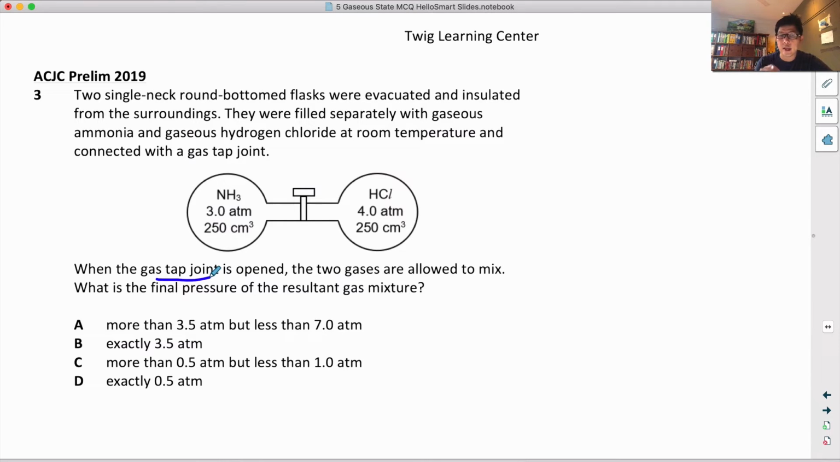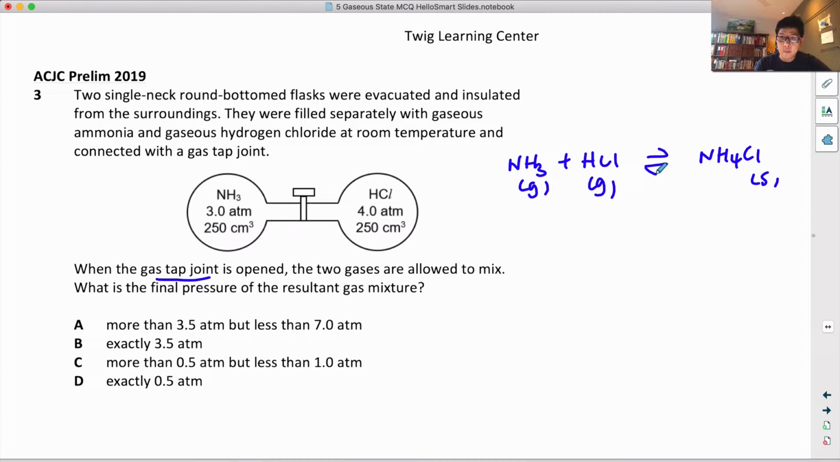Theoretically, ammonia and HCl are not inert. In fact, one is an acid and one is a base. So ammonia and HCl are gases, and they'll form ammonium chloride, which is actually a solid. The only thing about this question that you have to take note of is that it's actually a reversible reaction. Maybe you've learned this in secondary school. This reaction is reversible.